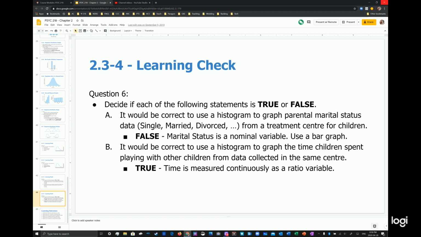So for the first one with marital status, because it is a nominal scale with a discrete variable, by definition, you would not use a histogram, you use a bar graph. And for B, yes, you would use a histogram because time is a continuous variable on a ratio scale. Ratio being, well, time spent. The child could spend no time playing with other children. Sad, but it is possible.